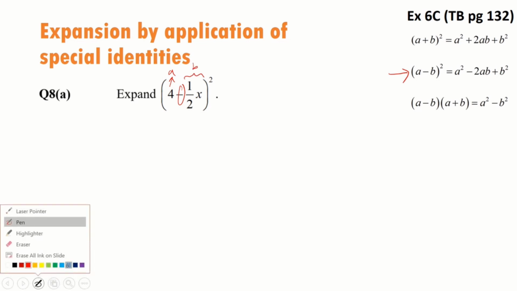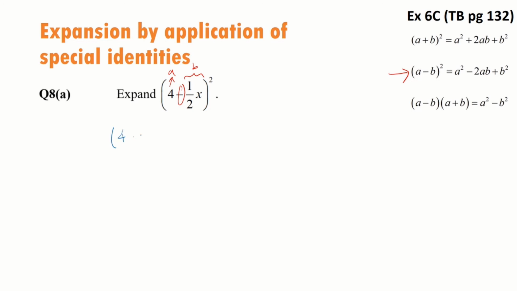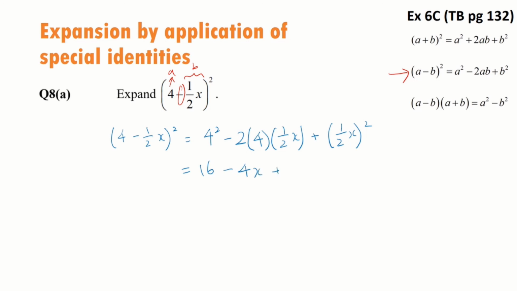So therefore, applying the formula, 4 minus half x squared, I will get 4 squared minus 2, A is 4, B is half x, plus B squared, B is half x again, and then squared. So 4 squared, you can press in calculator if you need to. So that's 16 minus 2 times 4 times half, that will give us 4x, plus again we have half x squared. Just now we already learned that it is 1/4 x squared.